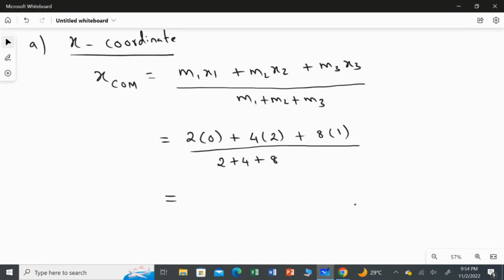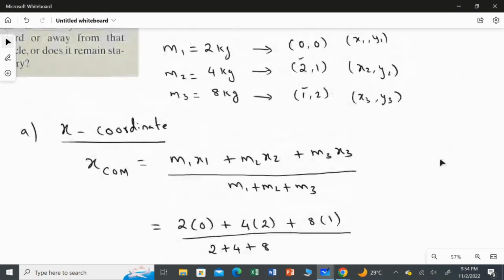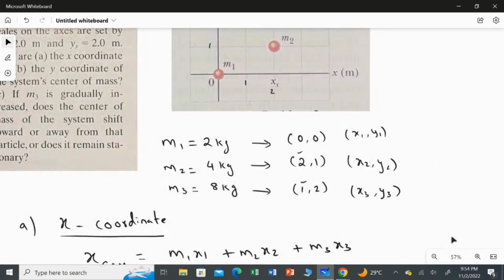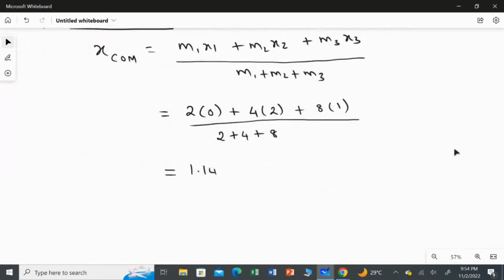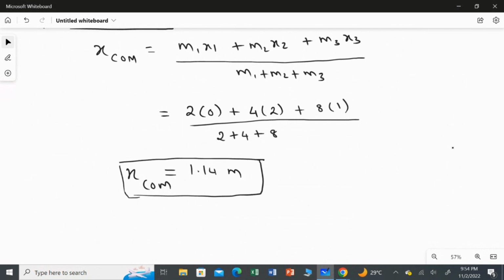I got the answer as 1.14, and all these are in meters. Let's see the diagram: everything is in meters, so I have to give the answer in meters. This is the x coordinate of the system, the combination of these three masses. Clear? So this is my x center of mass. Likewise, I have to find the value of the y center of mass. Clear?